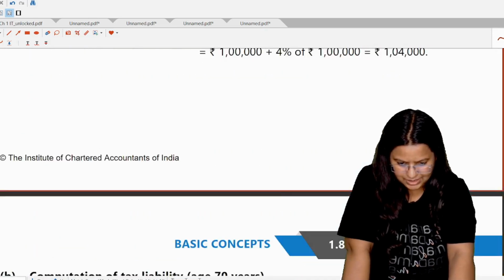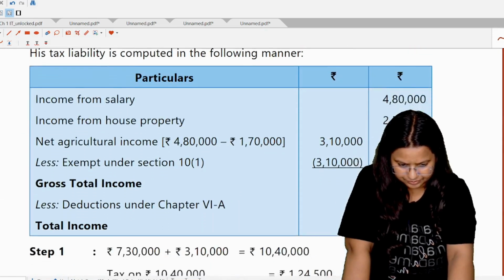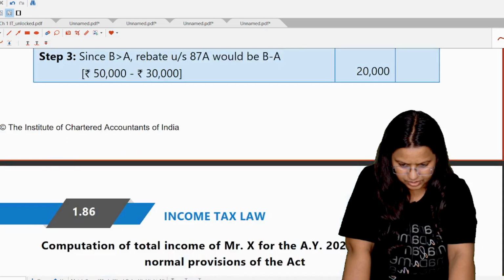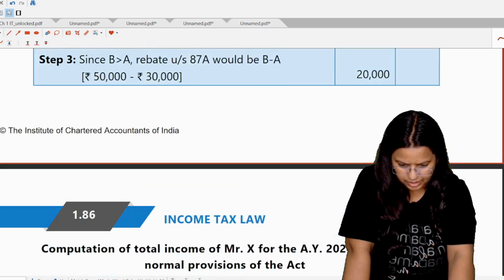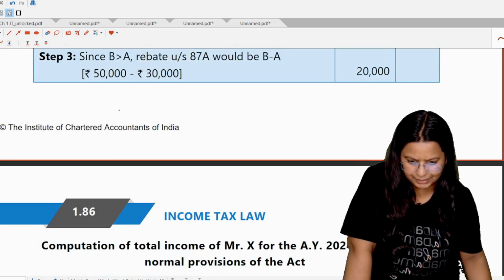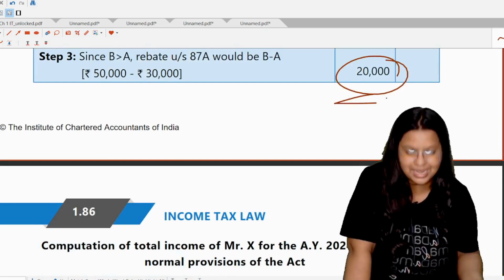So here it is, students. Just wait it out. Okay. So as per the new tax regime, the rebate under section 87A is 20,000 as we have done.